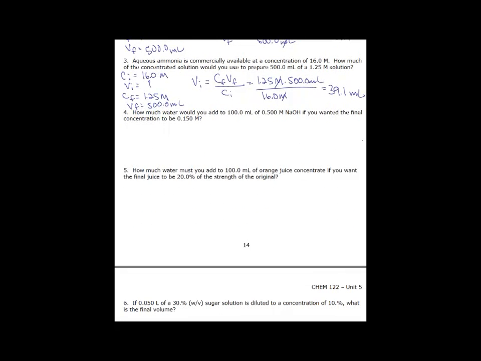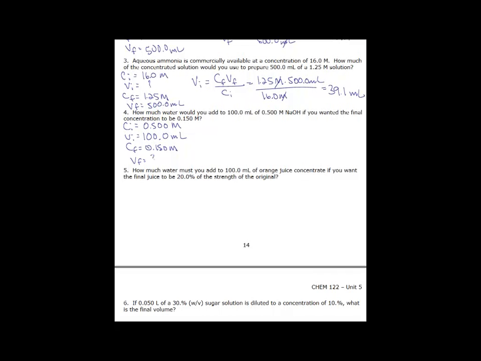Okay, number 4. It's another dilution problem. How much water would you add to 100 milliliters of 0.5 molar sodium hydroxide if you wanted the final concentration to be 0.15 molar? Okay, so CI, VI, CF, VF. We want the final concentration to be 0.15 molar. The initial volume is 100 milliliters, and then the initial concentration is 0.5 molar.